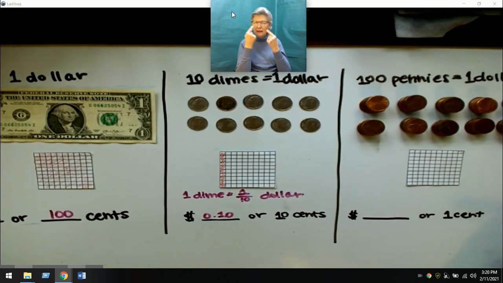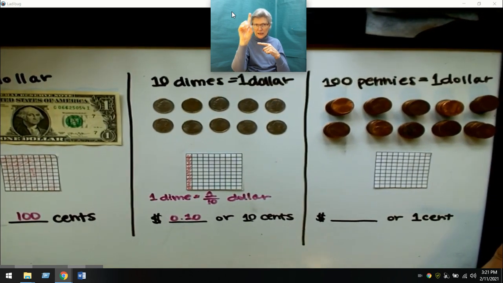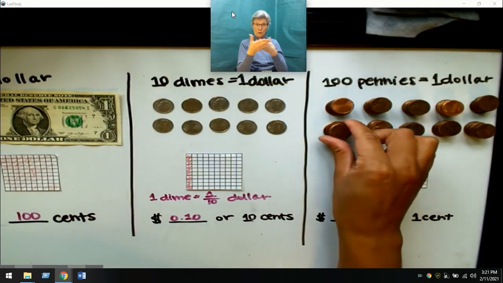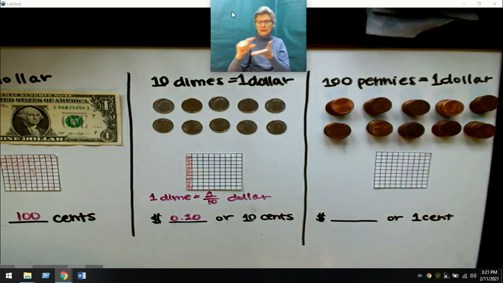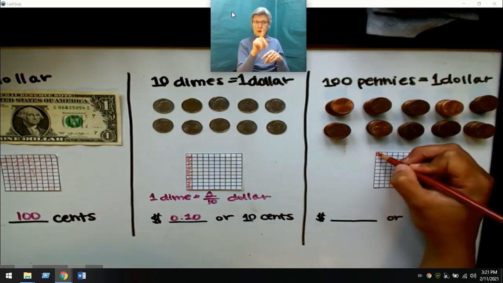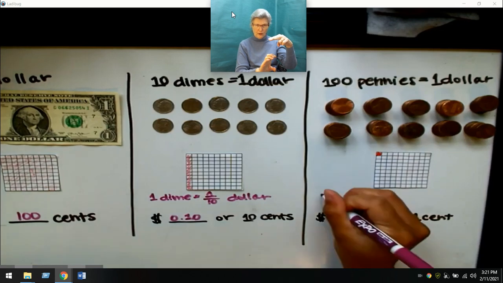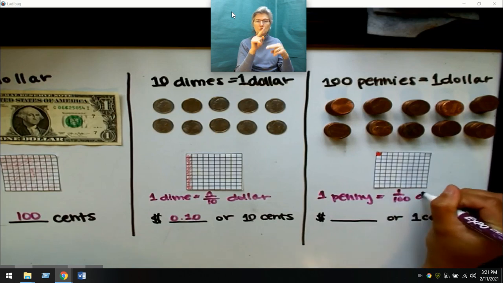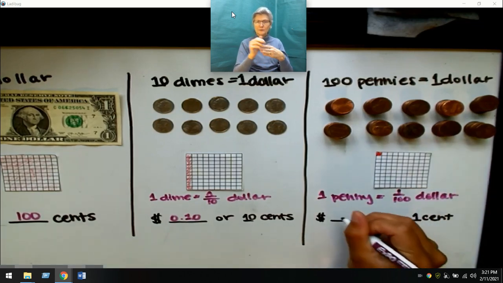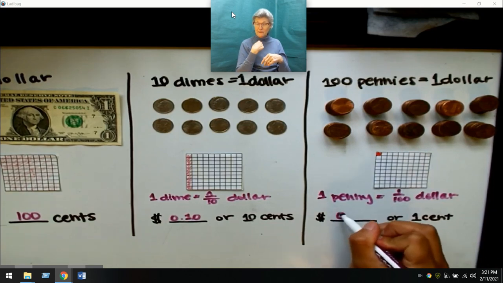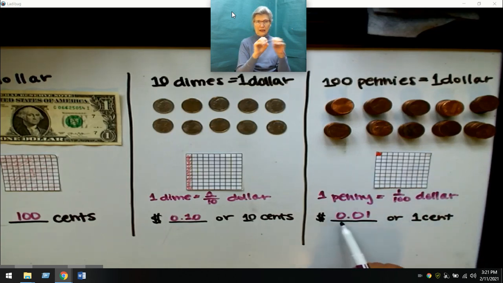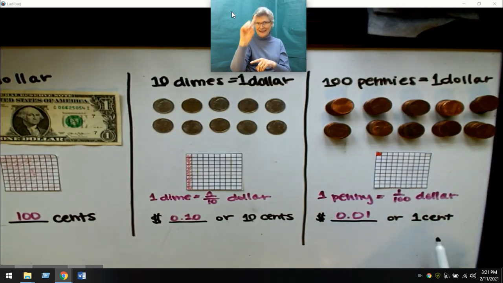Then let's think about pennies. As we move to pennies, we know that there are 100 pennies in $1. I have 100 pennies here. I have 10 in each stack, and there are 10 stacks, so that gives me 100 pennies. So I know that 1 penny is 1/100th of a dollar. So that tells me that if I want to write that as a decimal, I need to have 1 in my hundredths place and nothing else. So I know that's 1/100th or 1 cent.